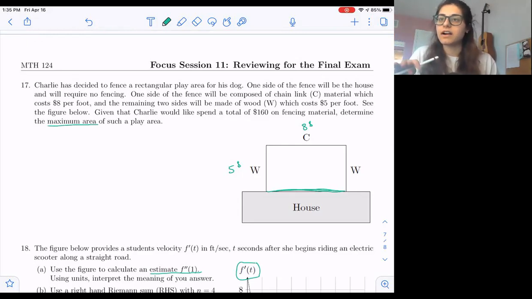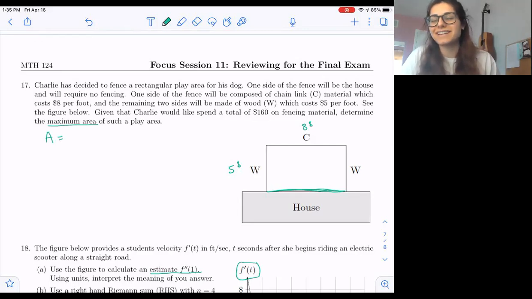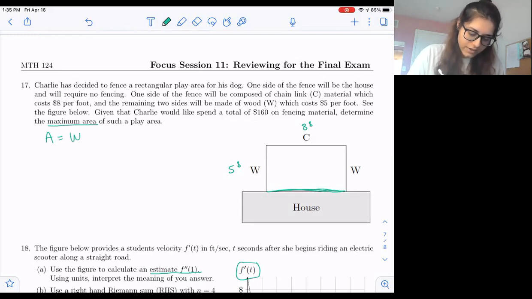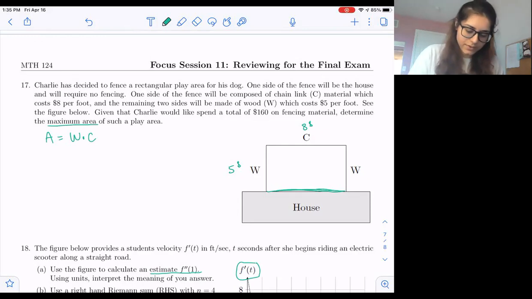And then we can figure out how much we're going to spend on the fencing. Other thing I can figure out is how to find the area. I feel like the area is the easiest of the two, so I'm gonna do that first. The area of a rectangle or square is going to be width times length. So here I have W times C. Area equals W times C. That's just like a general formula. Our other formula can be how much we're going to spend on the fencing material. So we know total we want to spend 160.